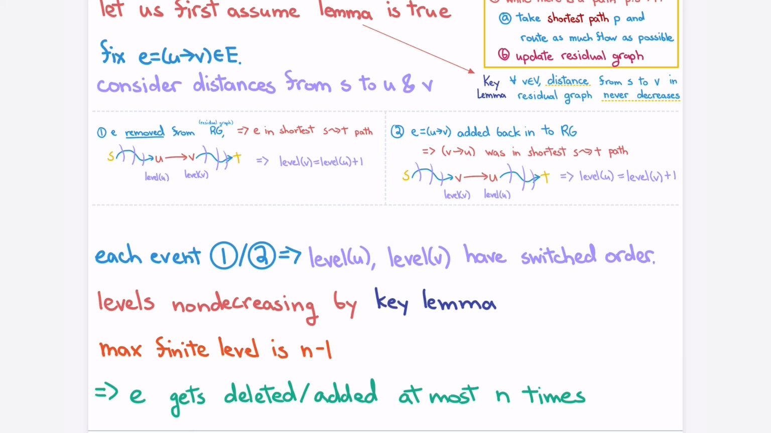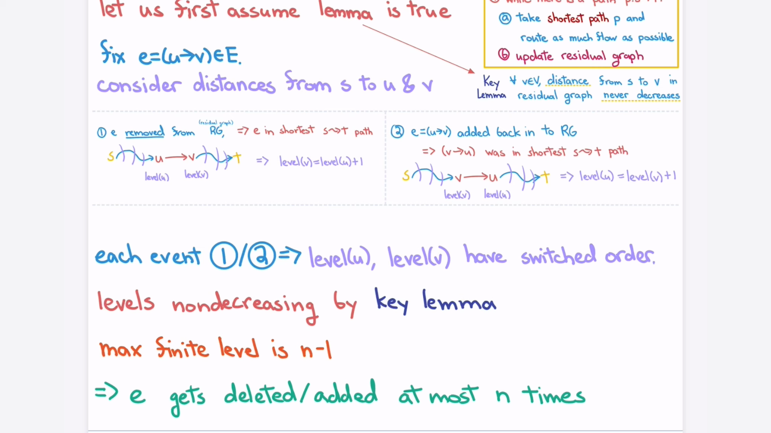Yeah, and each algorithm iteration will remove one edge because we route as much flow as possible. So if I route as much flow as possible, it's going to use up all the capacity of some edge along that path. That edge will be removed from the residual graph, and so it'll be one of these n times for that edge.